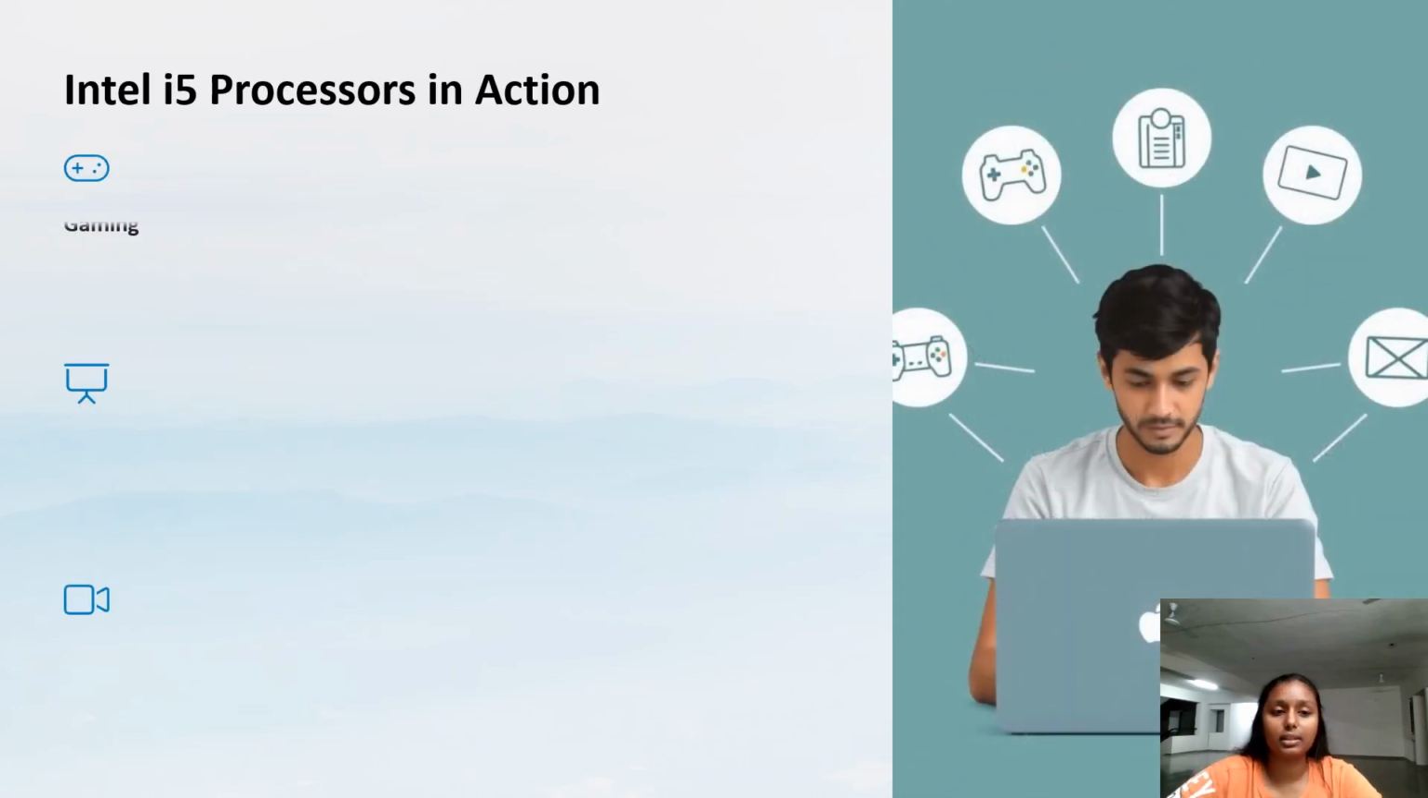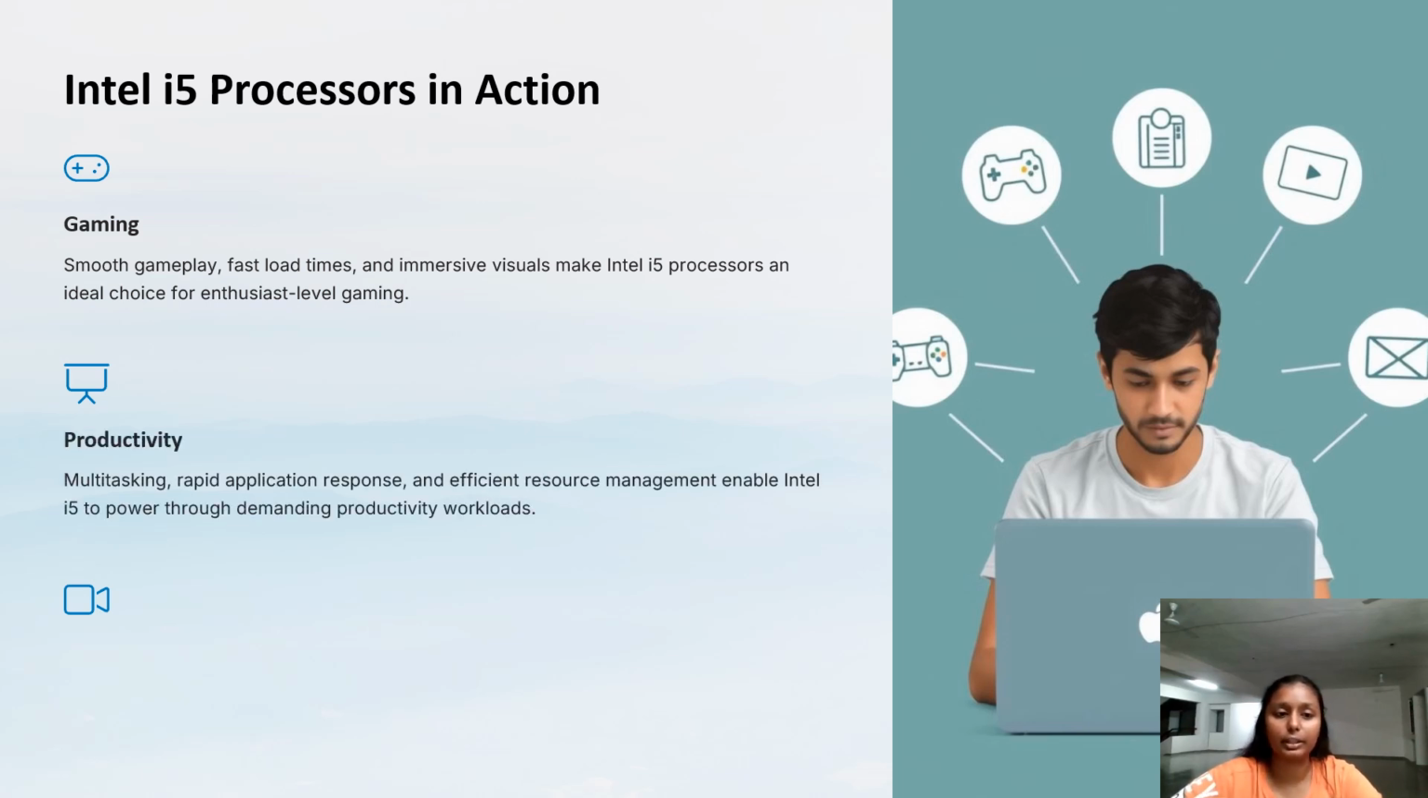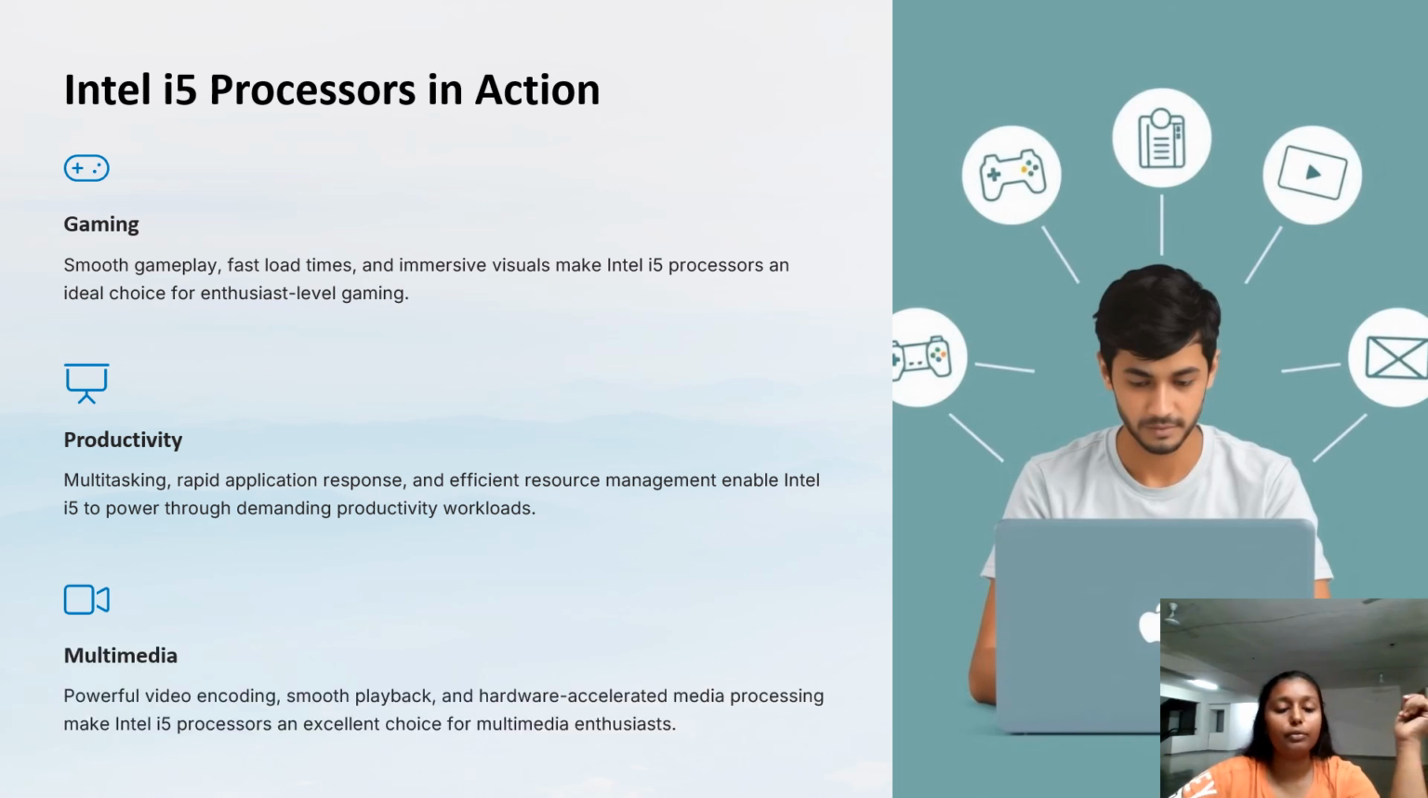Intel i5 processors in action. The first one is gaming. Smooth gameplay, fast load times, and immersive visuals make these processors an ideal choice for enthusiast level gaming. The next one is productivity. Multitasking, rapid application response, and efficient resource management enable Intel i5 to power through demanding productivity workloads. And the last one is multimedia. Powerful video encoding, smooth playback, and hardware-accelerated media processing make Intel i5 processors an excellent choice for multimedia enthusiasts.